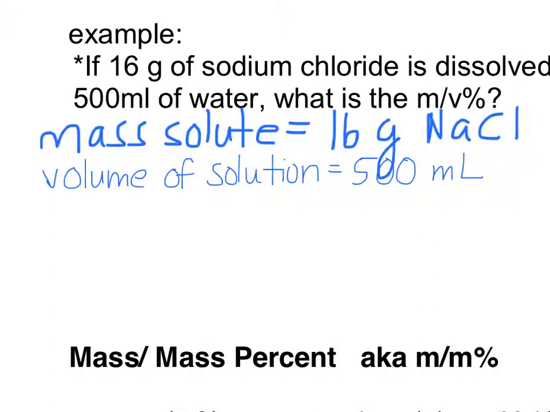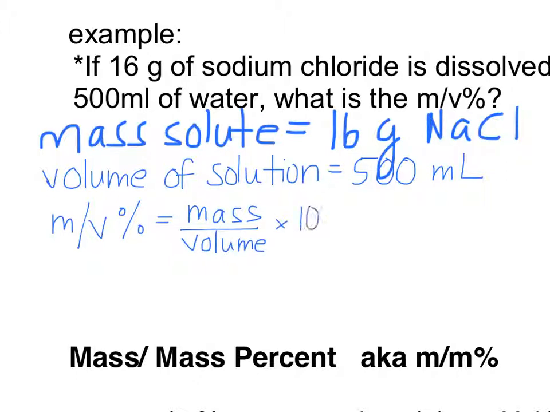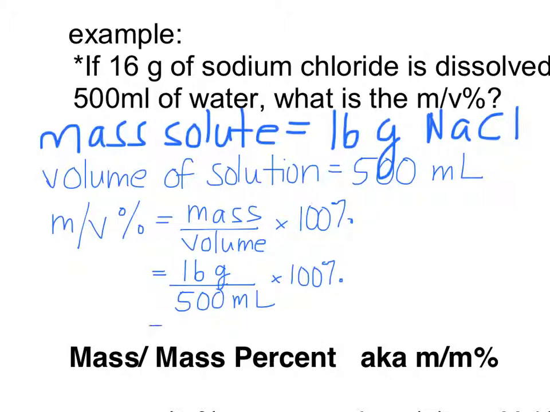So then you can say mass to volume percent. It's going to be the mass over the volume times 100%. Someone calculate that out for me, please. 3.2%? Thank you.